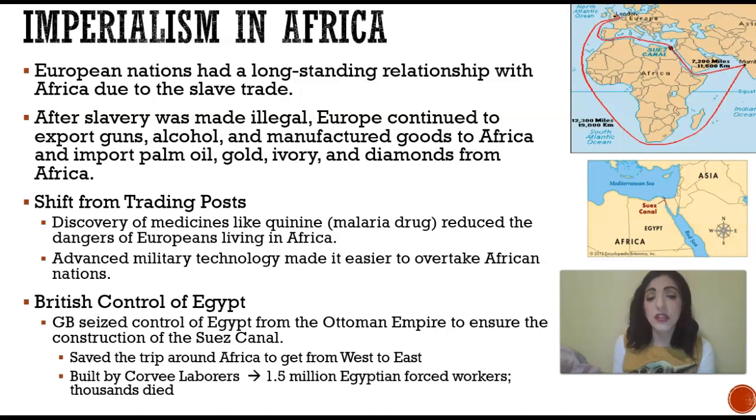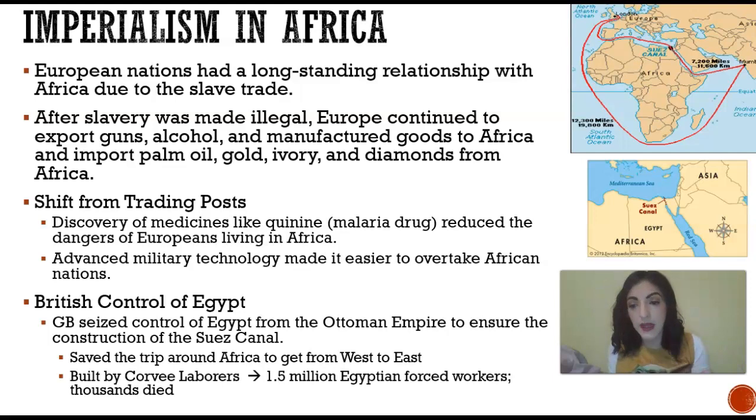And so eventually they're going to gain control of Egypt, really and truly because they wanted to ensure the construction of what becomes known as the Suez Canal. It used to take them a really, really long time because in order for them to sail, they would have to set sail from west to east and then have to literally go all the way around Africa. The Suez Canal cuts that route tremendously because if you look at it, the first map shows you the original route, the one that goes all the way around. The Suez Canal directly connects the Mediterranean Sea to the Red Sea.